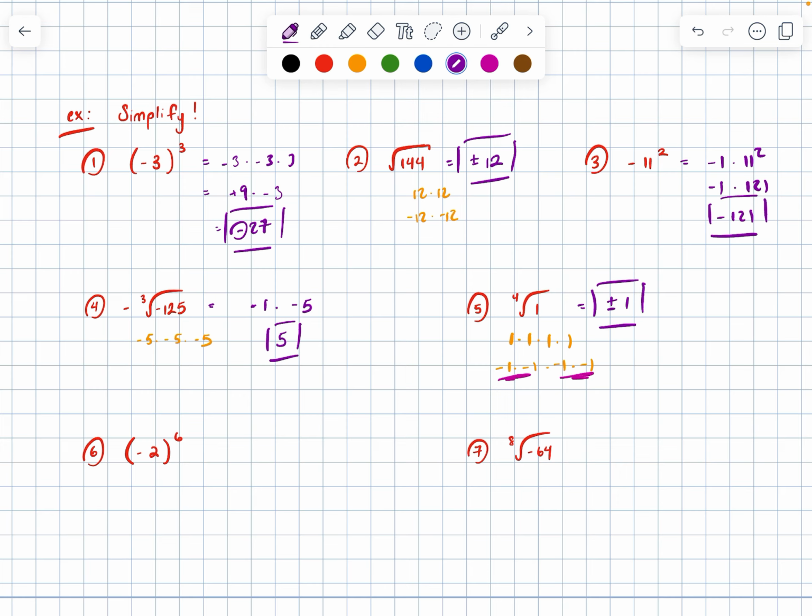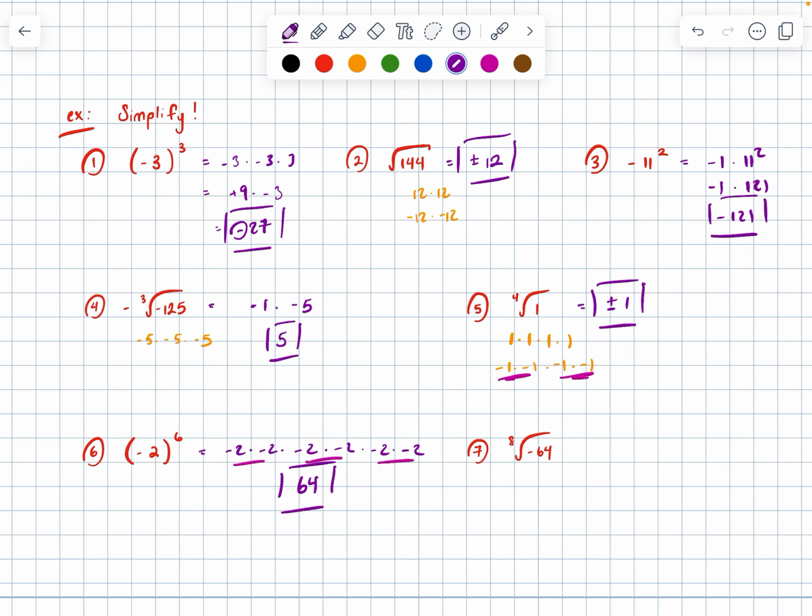For negative 2 quantity, 6th power, what this, of course, means, well, I have 6 copies of negative 2. So I have negative 2 times negative 2 times negative 2 times negative 2 times negative 2 times negative 2. Again, we'll notice each pair of negatives, those negative signs are going to cancel out. So I'll be left with 2 times 2 times 2 times 2 times 2 times 2. Well, I've got 6 2's in total when I multiply them all together. That should give me positive 64.